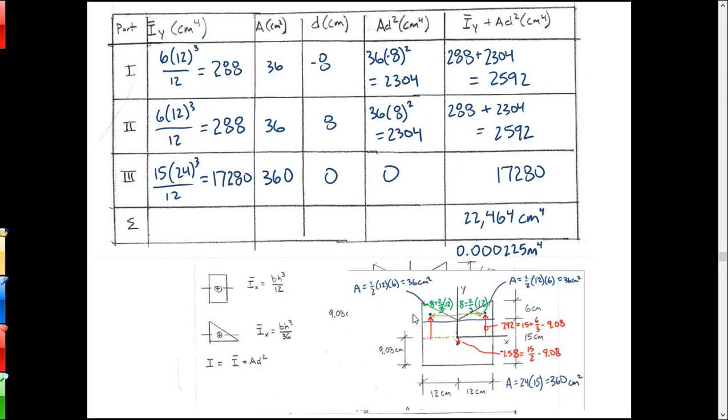So the triangle's got a base of 6 now, because 6 is parallel to the y-axis. The height is perpendicular to the axis, so that's 12 cubed over 12, 288. Area is 36. Offset distance is 8 and -8. So 36 times 8 squared is 2304, plus the 288 gets you 2592. Doing all right with that?